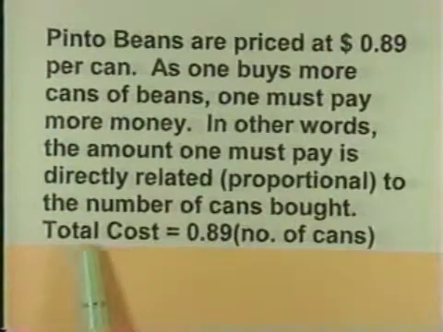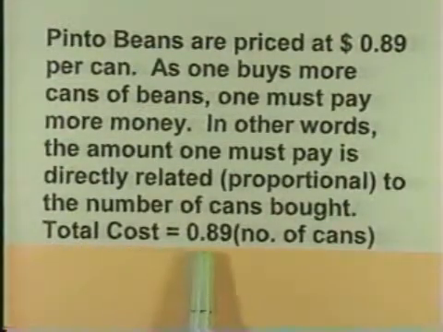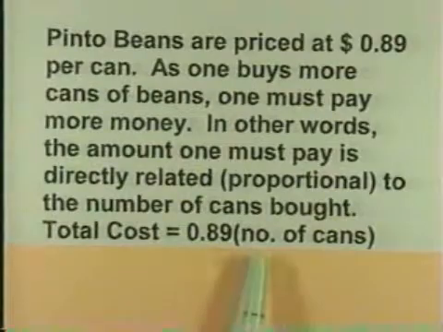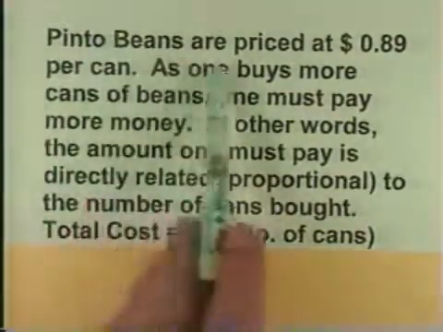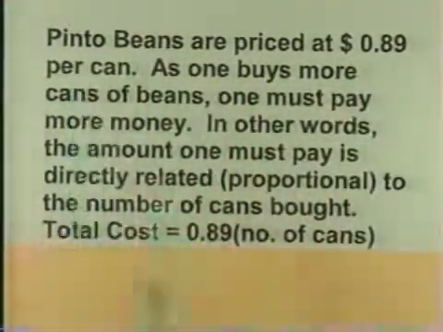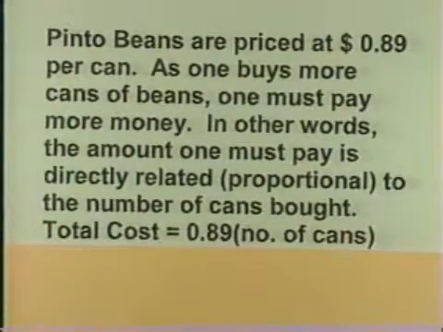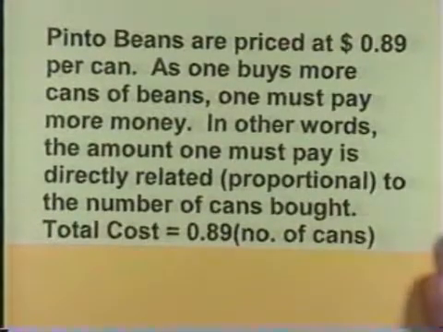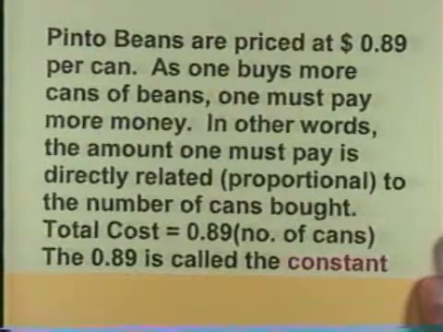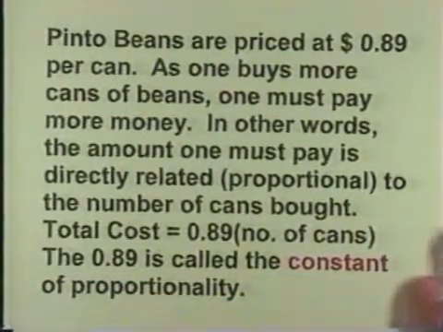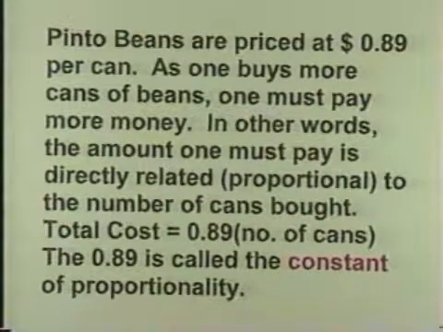For this particular problem, the total cost then is equal to 89 cents times the number of cans, because the pinto beans are priced at 89 cents per can. So the total cost is directly proportional to the number of cans that you buy. In this case, the 89 cents is called the constant of proportionality.